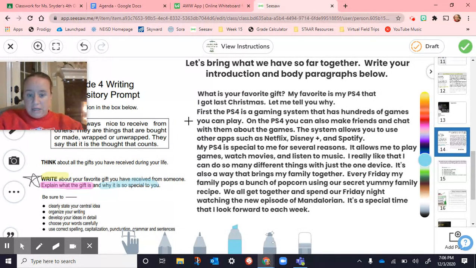Over here, this whole part from here all the way down is the body. This part right here is my introduction. And I said, first, the PS4 is a gaming system that has hundreds of games you can play. On the PS4, you can also make friends and chat with them about the game. The system allows you to use other apps like Netflix, Disney Plus, and Spotify. My PS4 is special to me. So this whole part from here all the way up is me telling what that gift is.